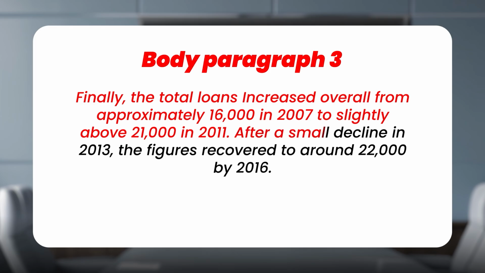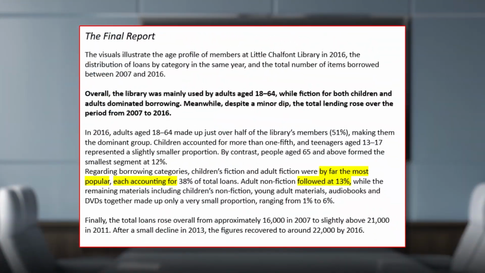Now, after a small decline in 2013, the figures recovered to around 22,000 by 2016. So, straight away jump from 2013 to 2016. So, basically, we have mentioned the trend of total loans issued by the library from 2007 to 2016 by being selective for our data values. So that is our final report on this task.